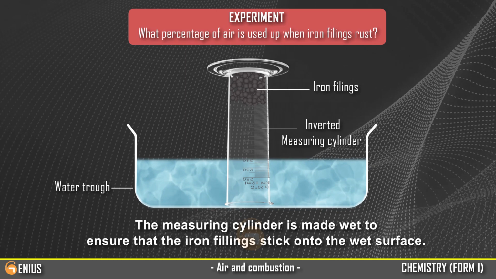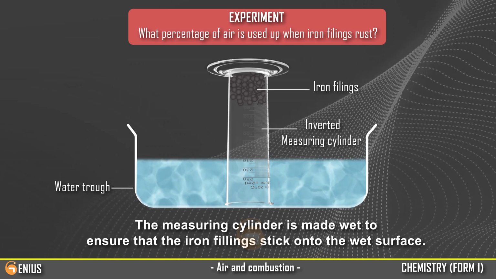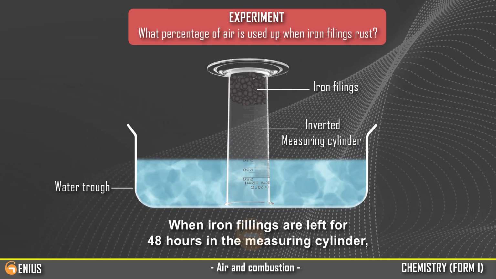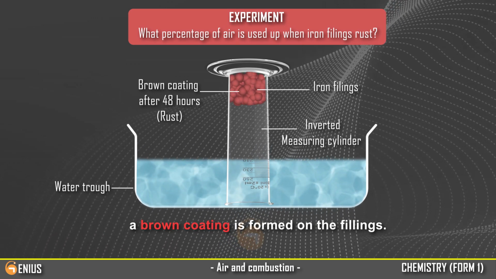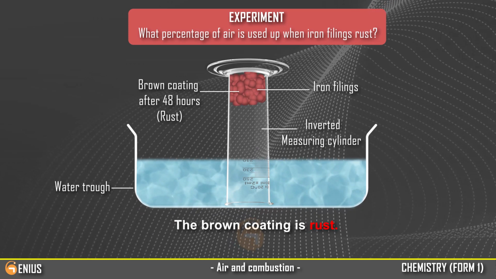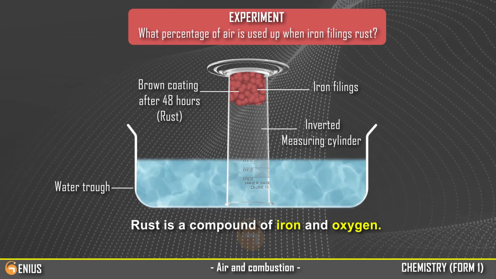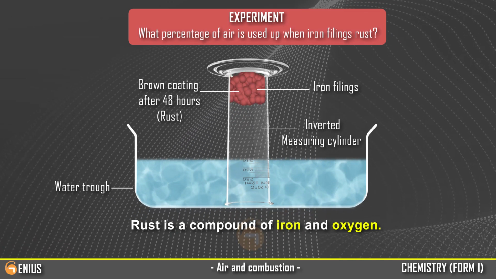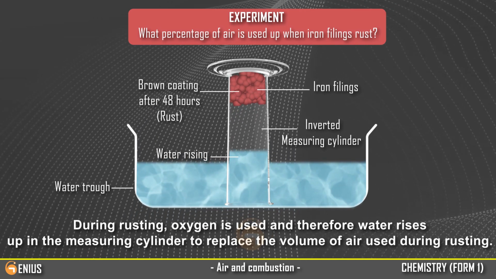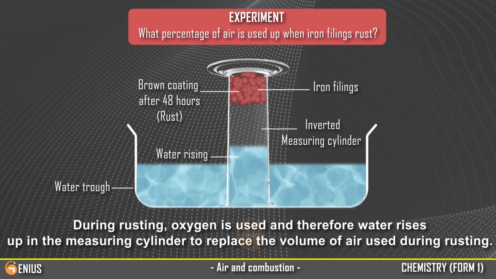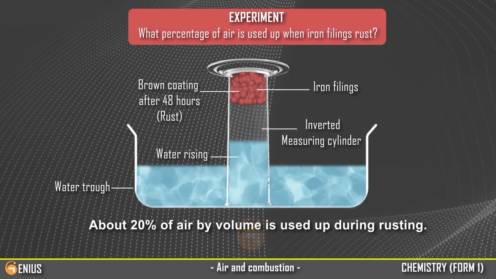The measuring cylinder is made wet to ensure that the iron filings stick onto the wet surface. When iron filings are left for 48 hours in the measuring cylinder, a brown coating is formed on the filings. The brown coating is rust. Rust is a compound of iron and oxygen. During rusting, oxygen is used and therefore water rises up in the measuring cylinder to replace the volume of air used during rusting. About 20% of air by volume is used up during rusting.